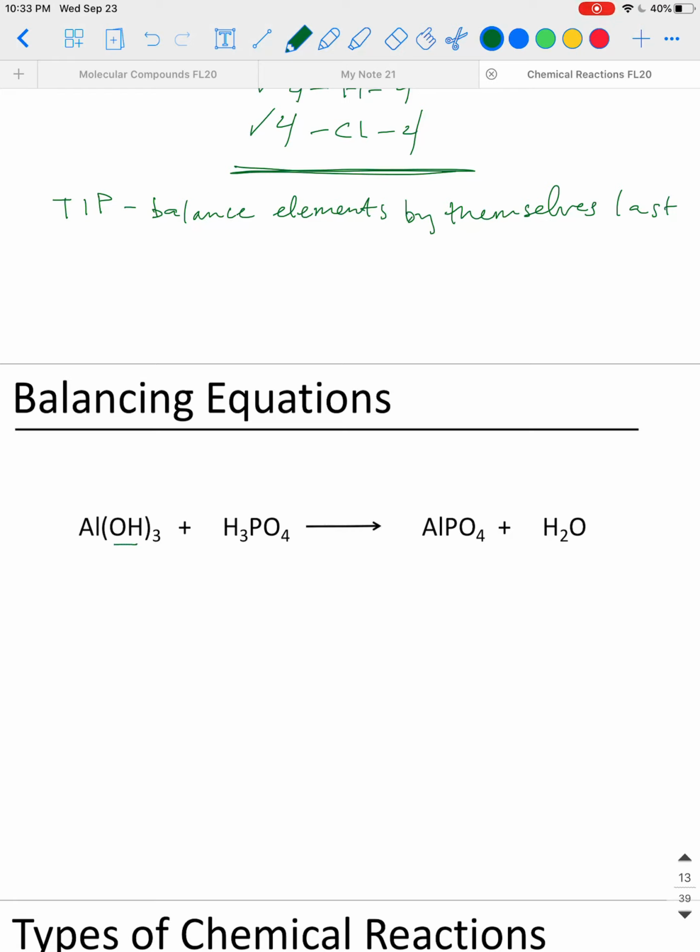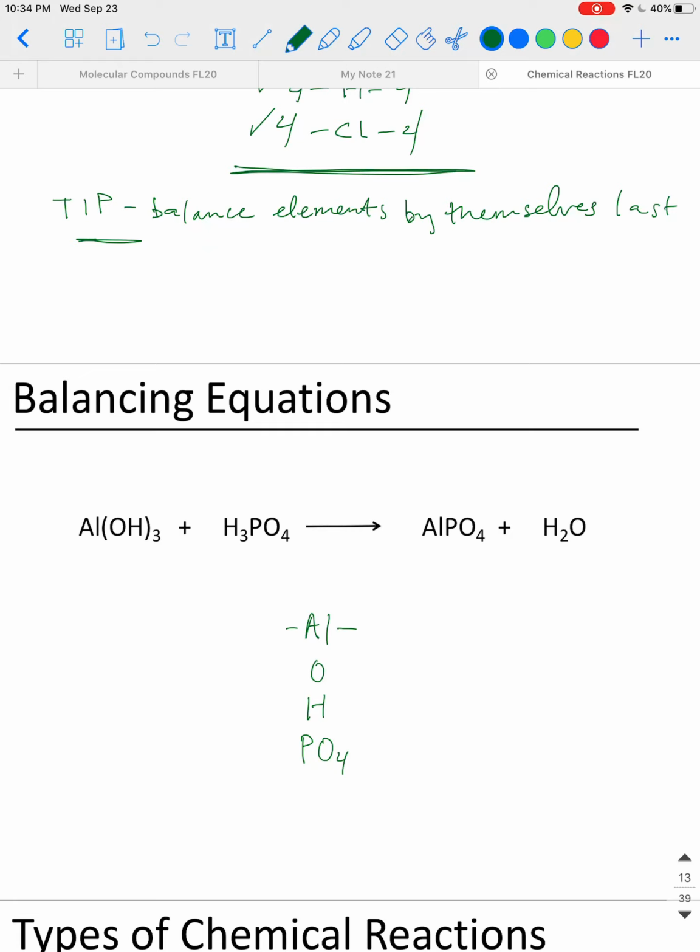So I notice that I have 2 polyatomics. I have hydroxide and I have phosphate on the reactant side. On the product side, I have phosphate, but I don't have hydroxide. So what that means is we will balance oxygen and hydrogen separately, but we will keep phosphate as a unit since I have it on both sides. So I have aluminum, I have oxygen, I have hydrogen, and I have phosphate. That's all I have. So now let's start to try to balance this. I don't have any element by itself, like my tip up here noted. Sometimes you will, sometimes you won't.